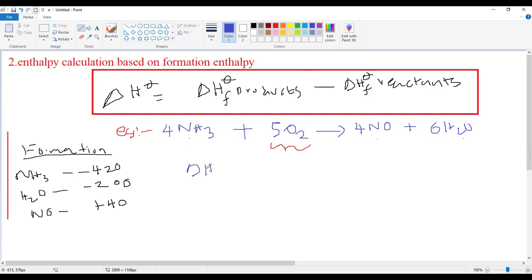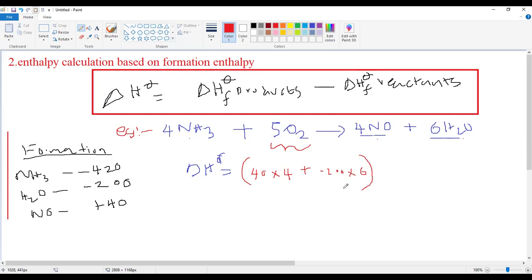So delta H naught is equal to, first, delta HF of products. That means you have to take the sum of the formation enthalpy of the products. Products are NO and water. You have 4 NO, and NO is 40, no? 40 into 4. You also have to substitute with the unit. I am not putting the unit, but you have to. Water is 6, that means minus 200 into 6, because they have given it for 1 mole only. So you have to multiply it with the stoichiometry.